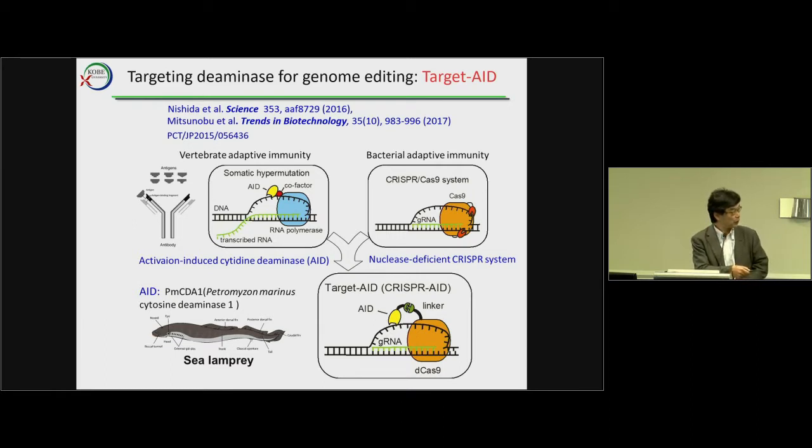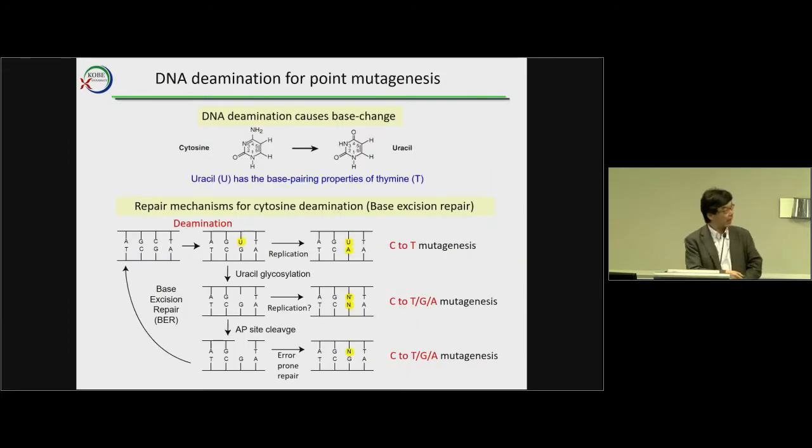So in a sense, you can expect that this must be a very specific editing system. We chose this AID from the sea lamprey because that is a very primitive vertebrate, and we expected that this AID has high activity. So that is the very basic concept, and this is how our editing system works.